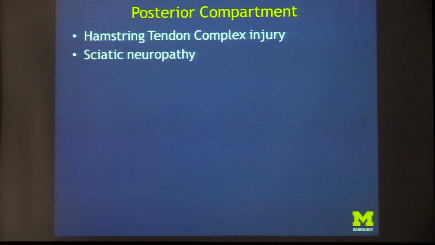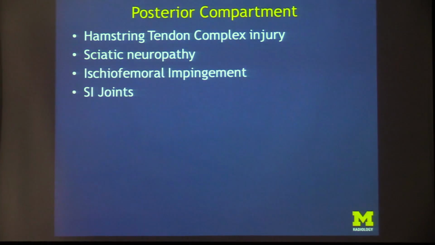Moving on to the posterior compartment, again, there are a few structures we need to look at: the hamstring tendon complex, the sciatic nerve for neuropathy, but I want to specify and talk about two things. One, ischiofemoral impingement. Yes, another type of impingement. And finally, a few words about the sacroiliac joint.